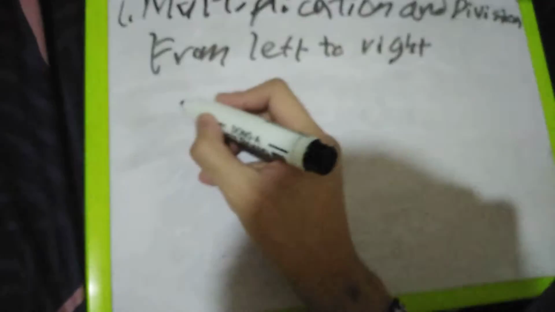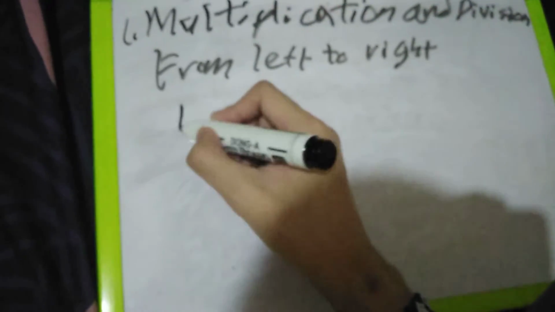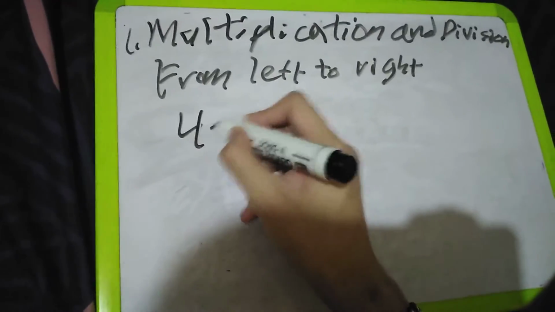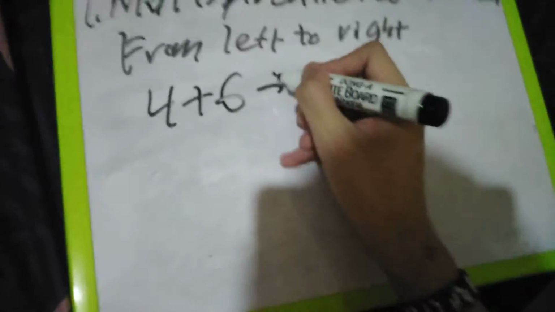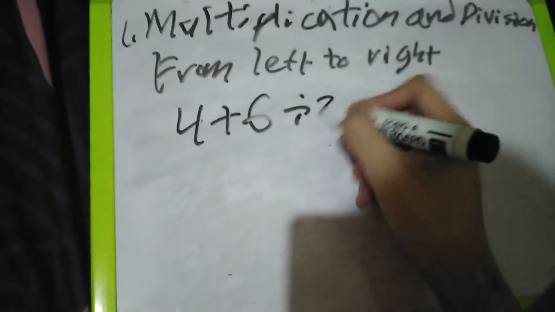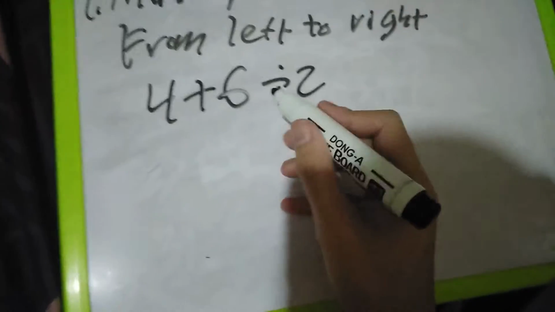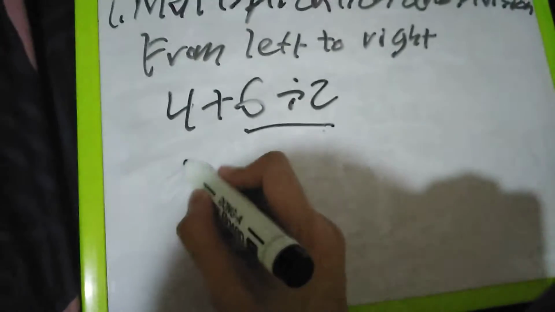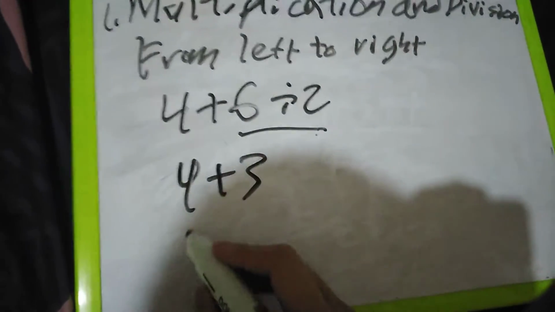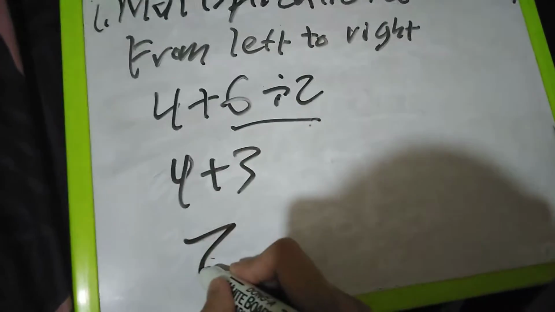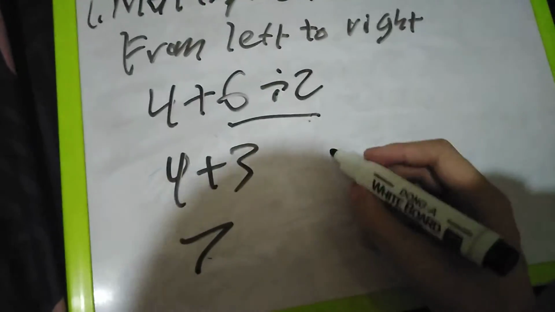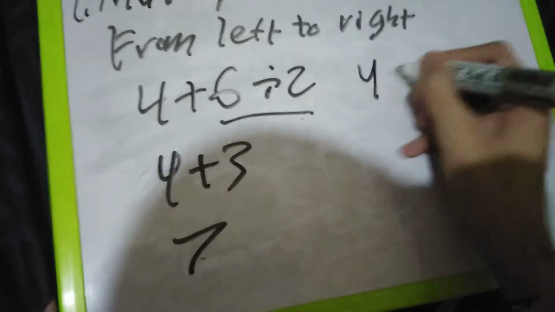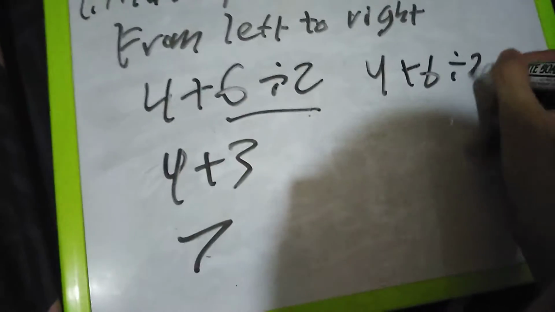Another example, this time involving division, would be 4 plus 6 divided by 2. So we first need to do this, which would become 3, and then later on 7. Again, not following this would lead to a different answer.